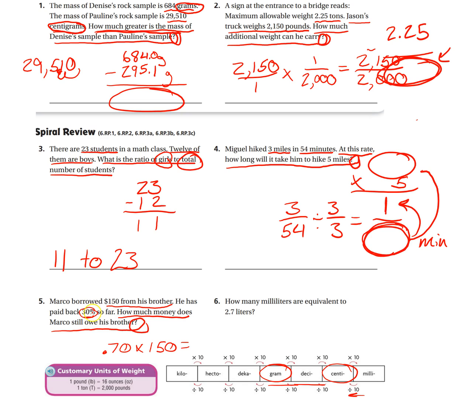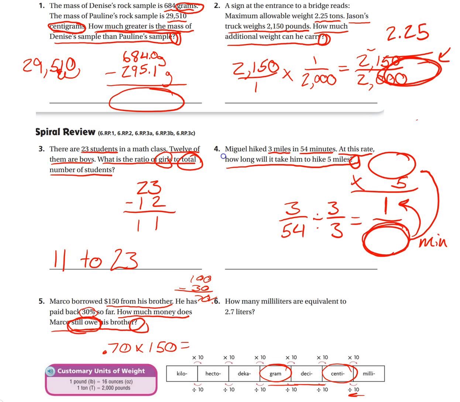So you see I use 70 instead of 30 because 30 is how much he paid, but they don't want to know how much he paid. They want to know how much he still owes. So out of 100%, if he's paid back 30, he still owes 70%. That's why I use 70 instead of 30. Now, if they would have asked me how much money he has paid back, I would have used 30% as my multiplier. All right, how many milliliters are equivalent to 2.7 liters?